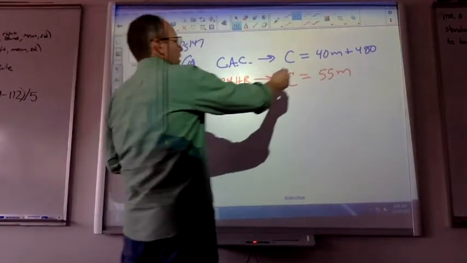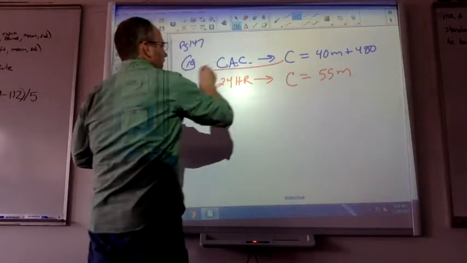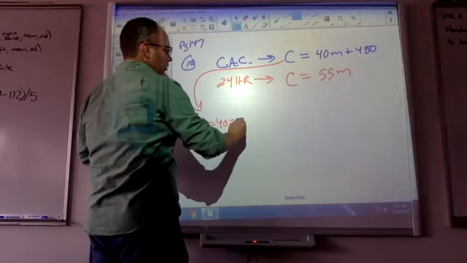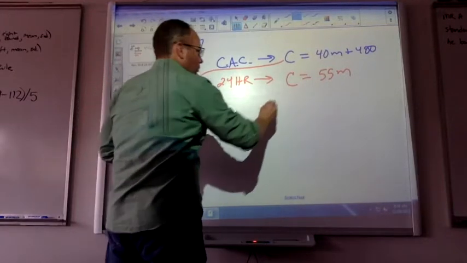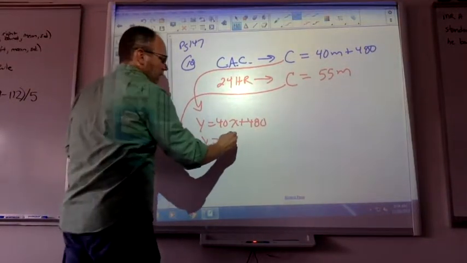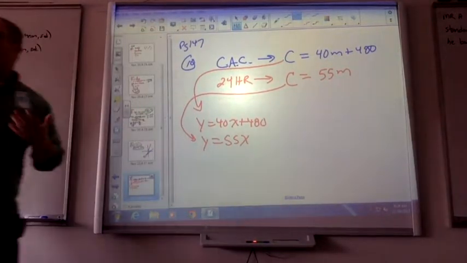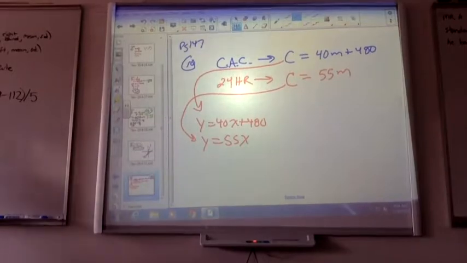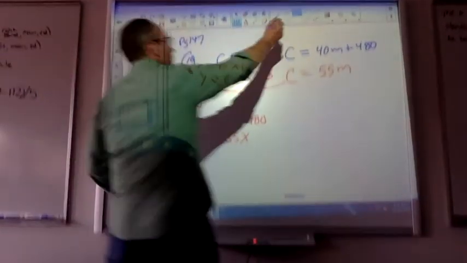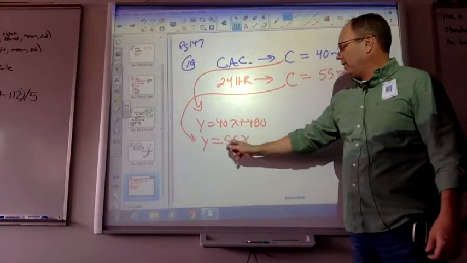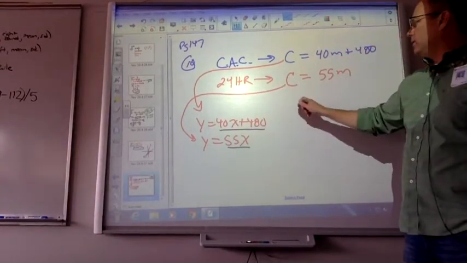So these are our linear equations. I could manipulate this to give me y equals 40x plus 480. That way we're dealing with x and y's. And I can manipulate this one to give me y equals 55x. All I did is I just changed the c and the m for cost and for months to x and y. That's the same thing. So then if we wanted to solve it for the months, so that's our x value, I could set this and this equal to each other.